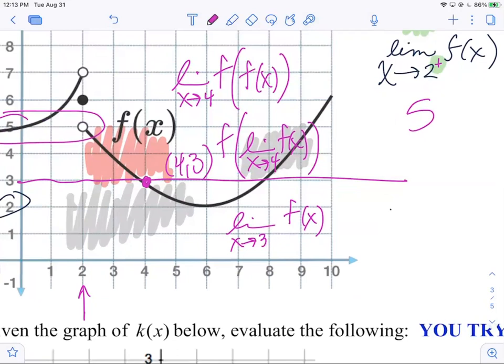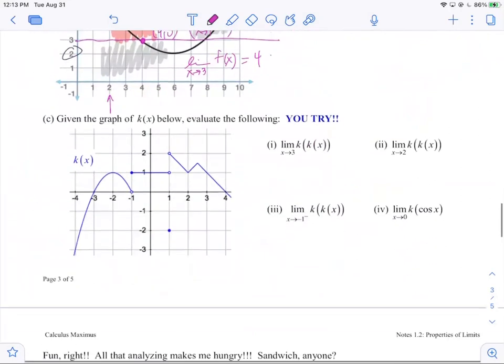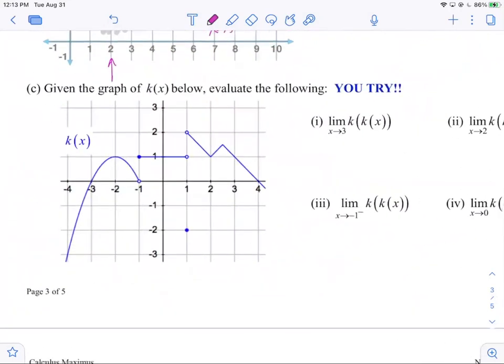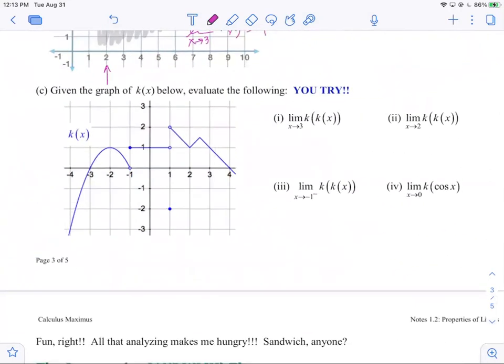And now, as I approach 3 from both sides, it looks like I'm approaching 4. It just kind of turned out that way. All right, let's do another one. Again, you try, part C. You try, and look, I spiced this one up a bit. Try all 4 of these on your own, and I'm going to pause the recording.